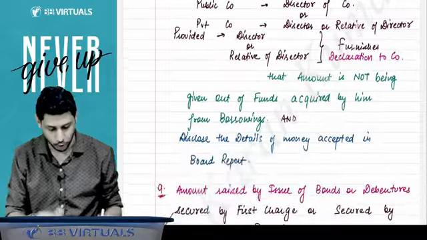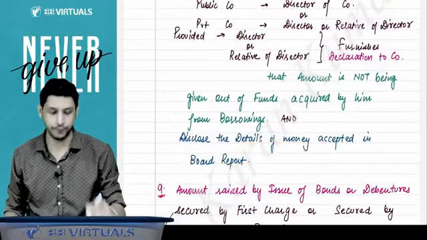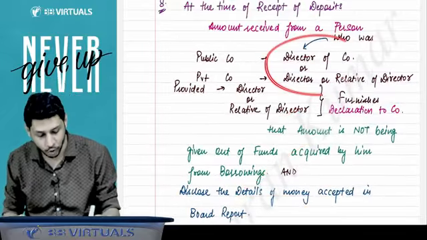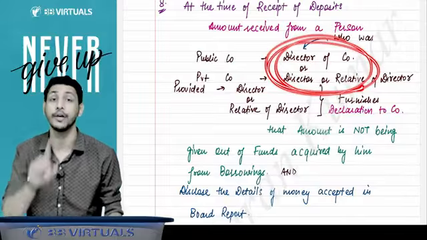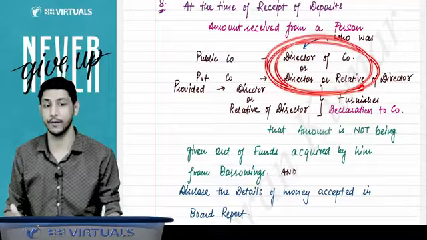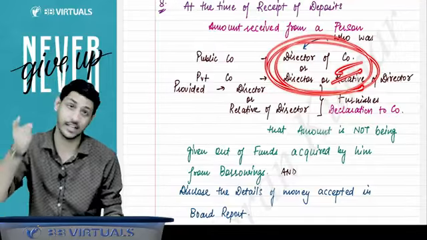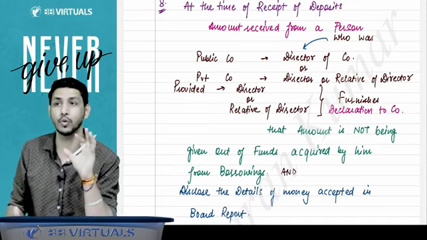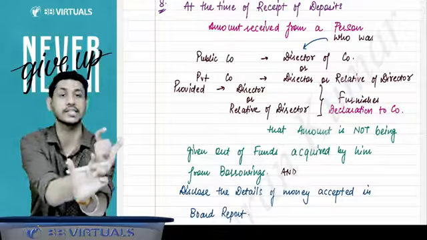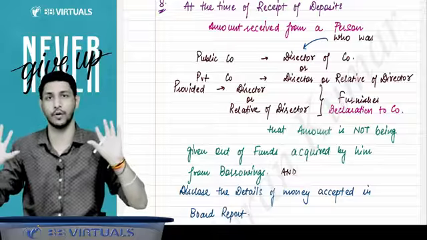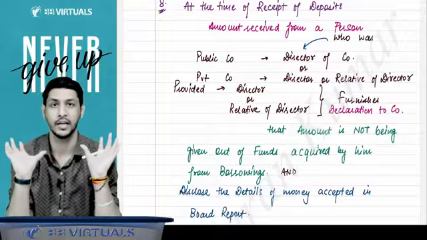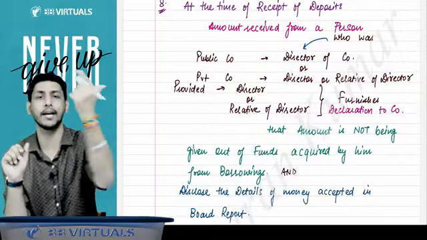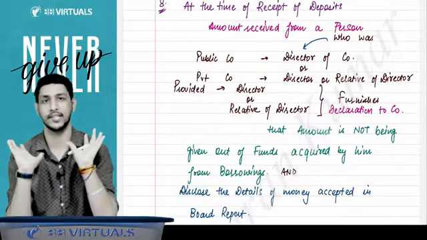And second, you have to give the details in the board report. If this condition is satisfied, then the amount accepted from these people will not be considered as a deposit. If they have not given the declaration, we will consider it as a deposit. In this definition, you have to think like this: if this happens, then only the exemption is allowed from the definition of deposit. In case any single point is changed, it will be considered as a deposit.